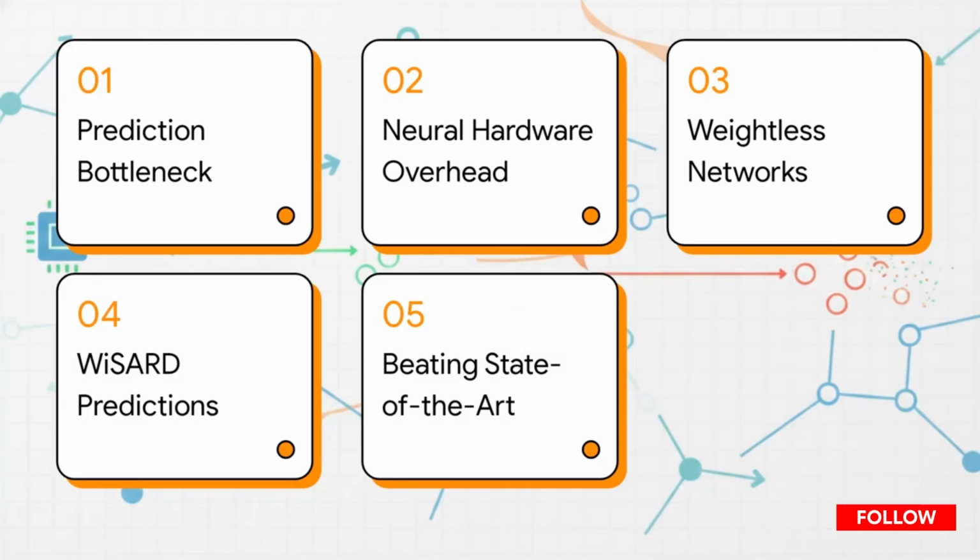Okay, so here's our roadmap for today. First, we'll look at the branch prediction bottleneck. Then, the neural hardware overhead. Third, how weightless networks come to the rescue. Fourth, exactly how Wizard predicts these branches. And finally, how it manages to beat the state-of-the-art. Let's get right into it.